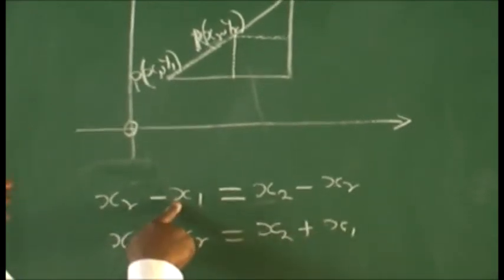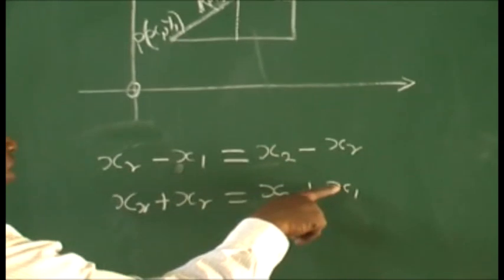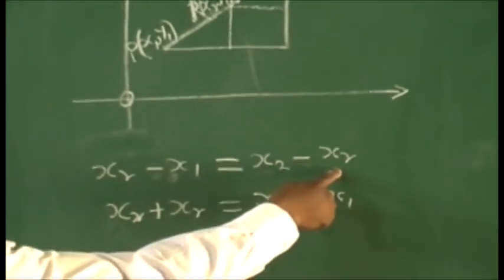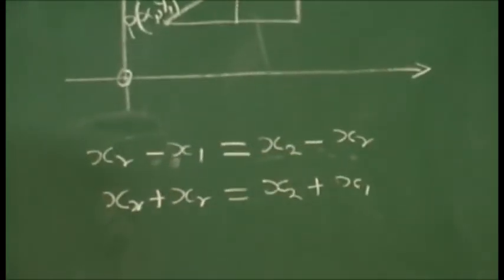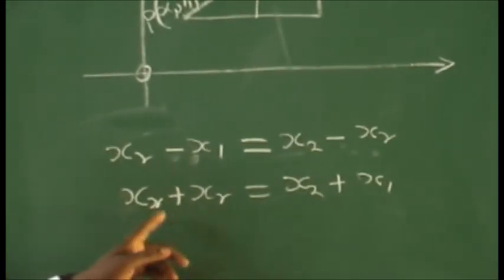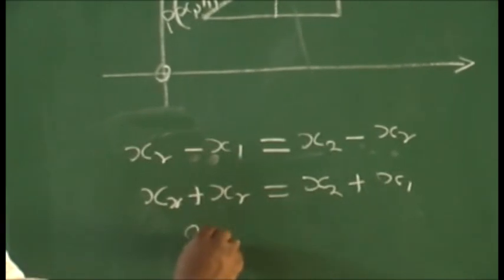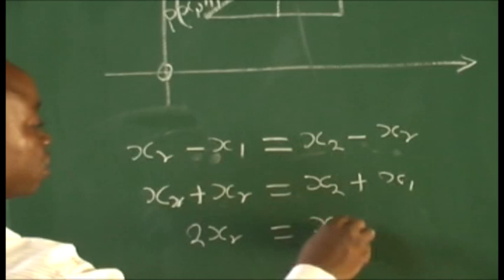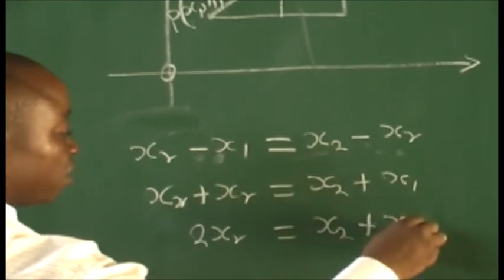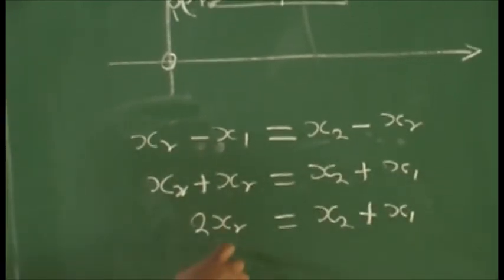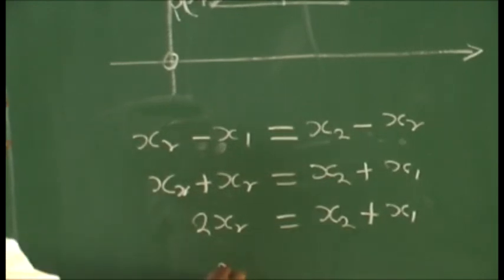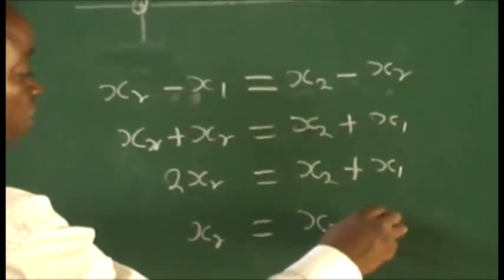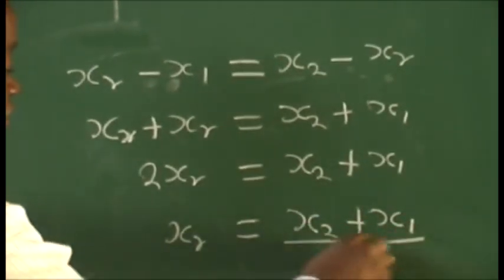I'm transferring S1 from here to this side. Because it was negative here, we turn it to positive. And this one, SR, I bring in this way, and we turn it to positive. So what do you observe? I have 2SR, which is equal to S2 plus S1. Now, remember that we need SR. So SR will be equal to S2 plus S1 all over 2.